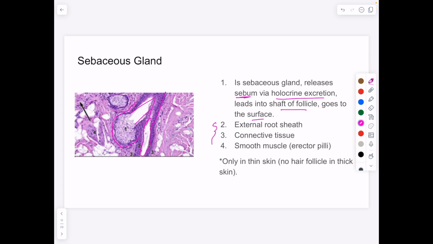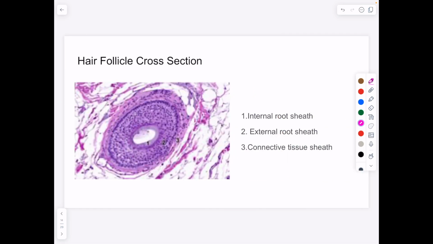Then we have different parts of the hair follicle again. External root sheath has lots of cells. Again, this is coming from the matrix. Then we have the connective tissue outside of that. All right, and then we can start to see, right here and up here, some smooth muscle, and that's going to be our erector pili muscle, which is what allows your hair follicles to stand on end when they're receiving their stimulation.